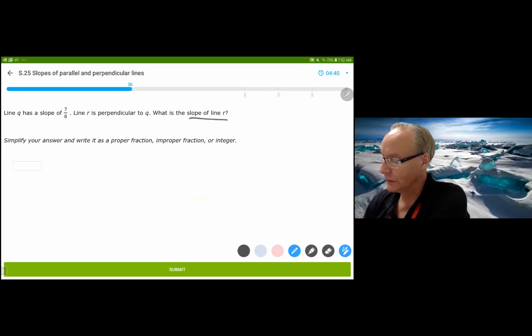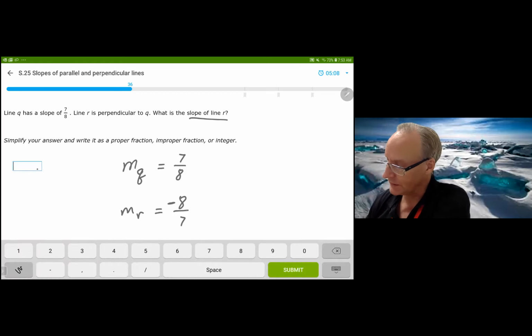So Q, and the way I'm going to write it is M of line Q, that's what I'm doing here, equals 7/8. So the slope of line R, if it's perpendicular to Q, is going to be the reciprocal, 8/7, or it's called an inverse or a reciprocal, but it's also the opposite sign. So it has to be -8/7. And I'm going to type it in.